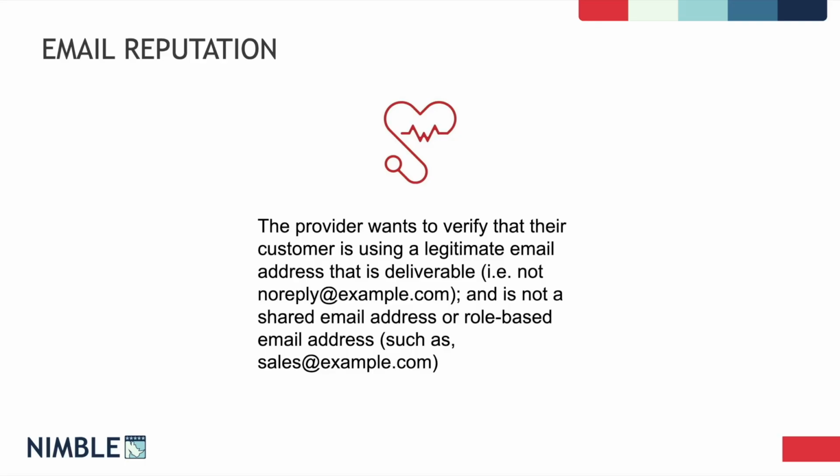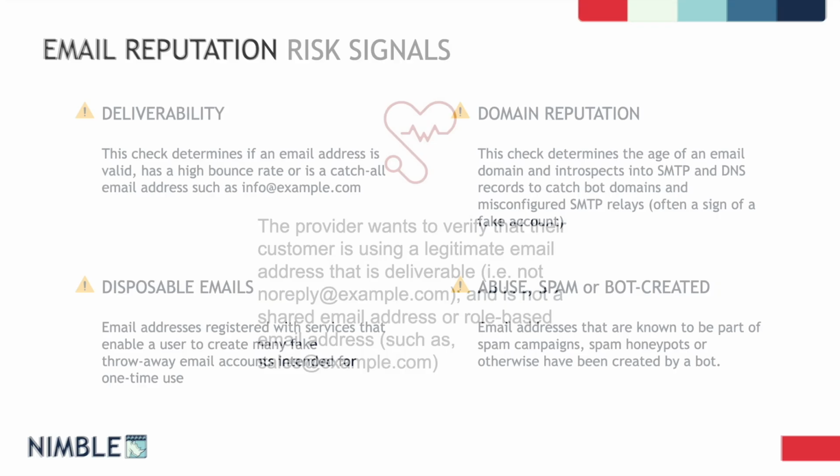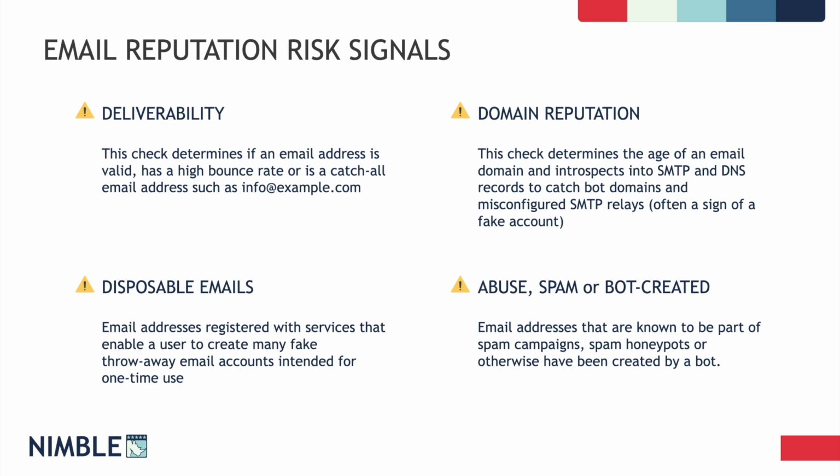Our customer wants to verify that their end user is using a legitimate email. They want to do this for more than one reason. The first is obvious: to prevent fraud. But additionally, they plan to send communication to this user, and those communications cost money. When they send those communications to email addresses that are not capable of receiving emails, that's wasted money. Additional email reputation risk signals include domain reputation and configuration, checking for disposable emails, or checking for emails that are created by bots or emails that are part of abuse and spam campaigns.